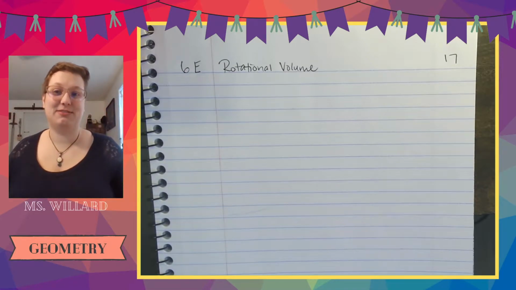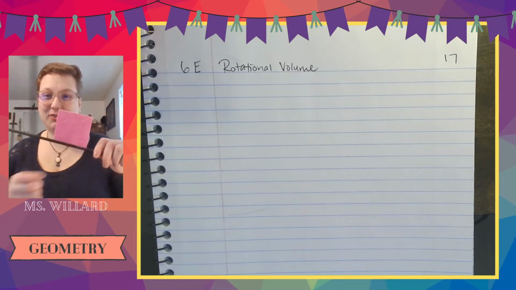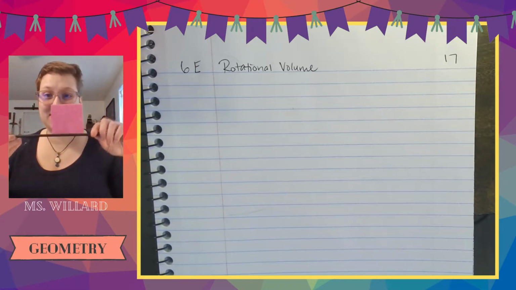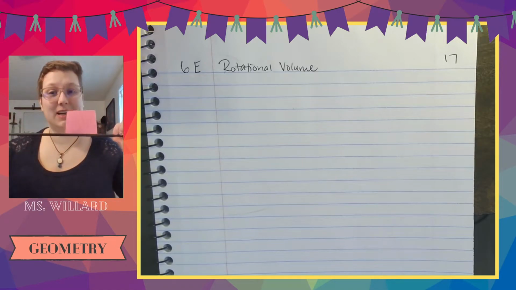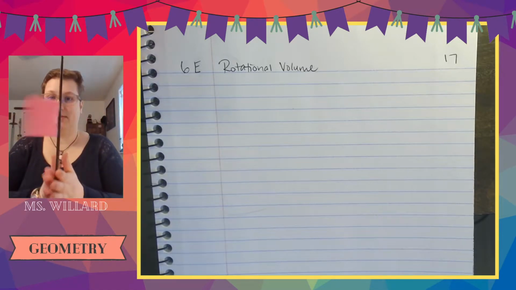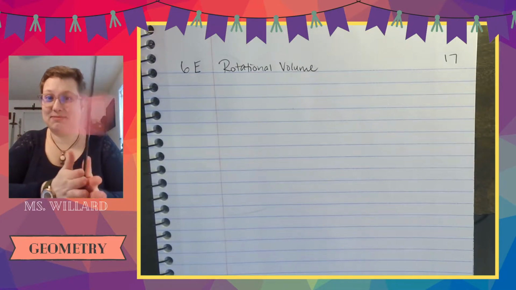Today we're going to do rotational volume, and that's when I have some sort of figure, usually on a graph in later years, but right now all they're saying is, hey, there's this figure rotated around this line. So when I rotate it around this line, what does the figure become? I can't do it fast enough this way. What does it become? This is a cylinder.